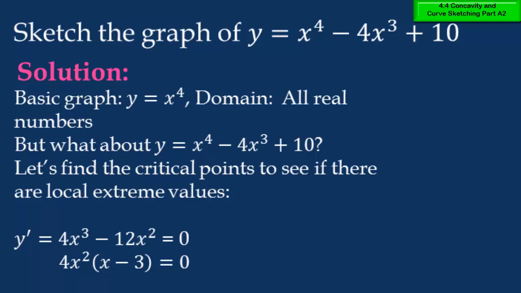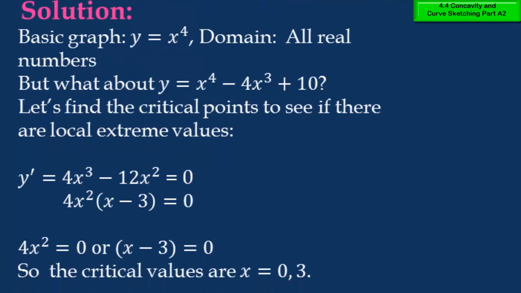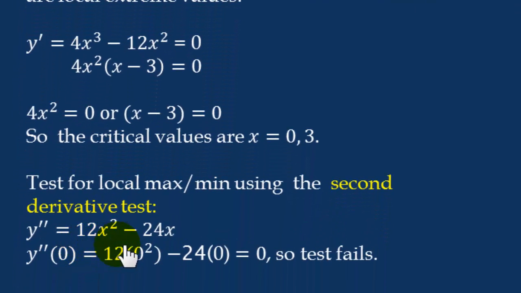Y double prime is equal to, differentiating this again, 12x squared minus 24x. Now when we take the second derivative, you plug in the critical values that we found when we took the first derivative. And y double prime at 0 is 0, so the second derivative test fails.